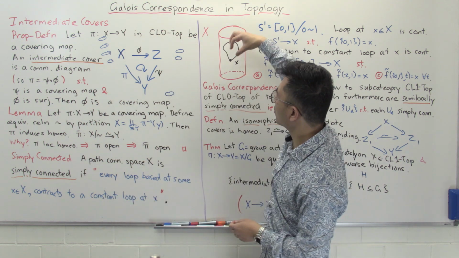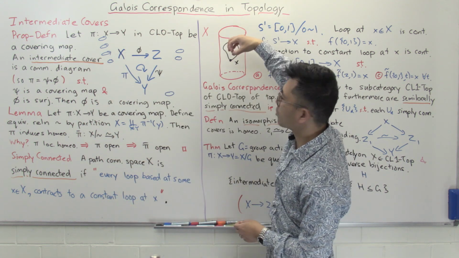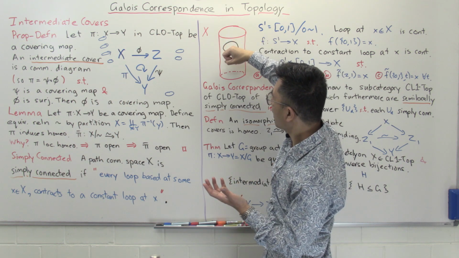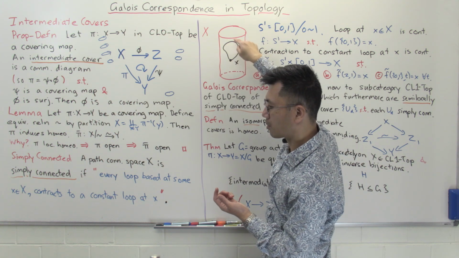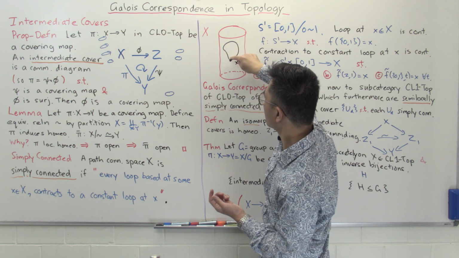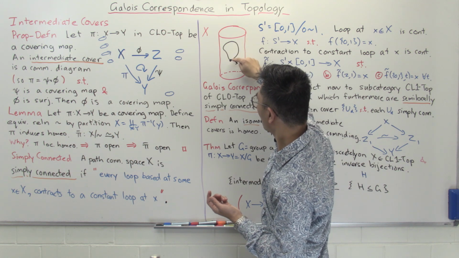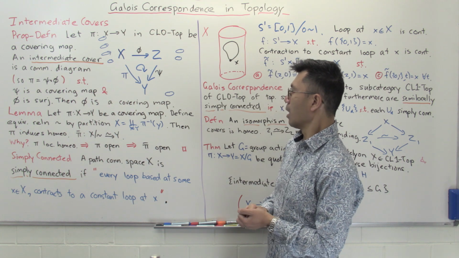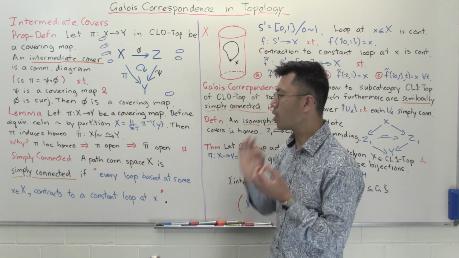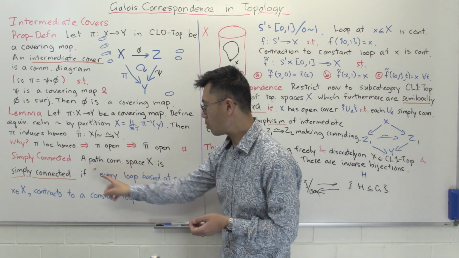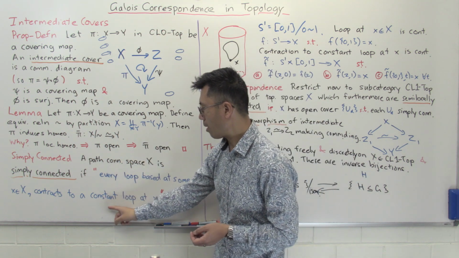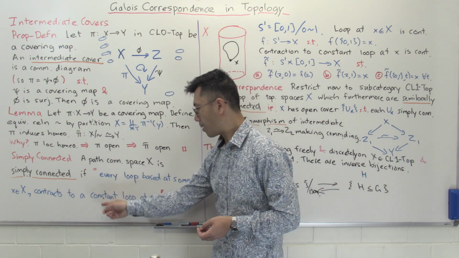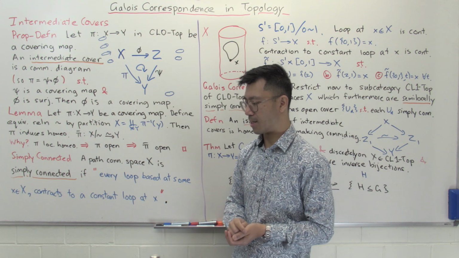So let's see how this contracts to a constant loop at x. The way to think of this is as something dynamic, like an animation. You can shrink it down until it becomes a single point. Here's one part, and then you can make it smaller and smaller until you get to the constant loop at x. Now it turns out that this cylinder is not simply connected, because for this to be true, you need this ability to contract to the constant loop to be true for every loop based at x.